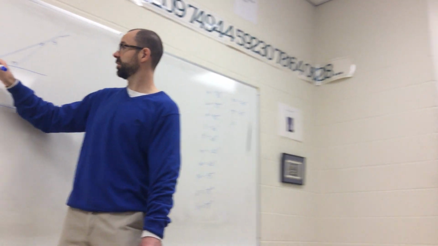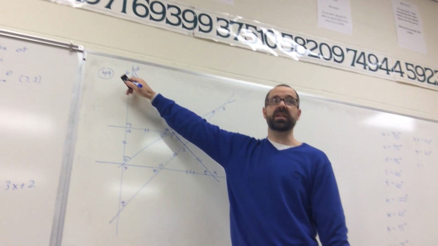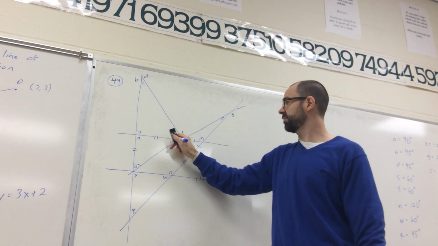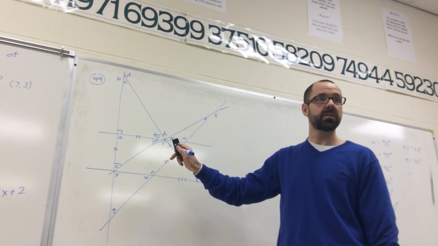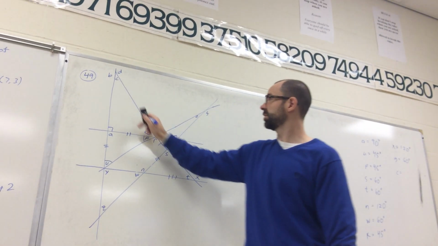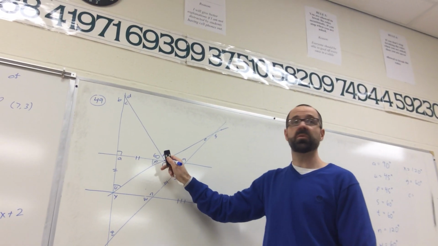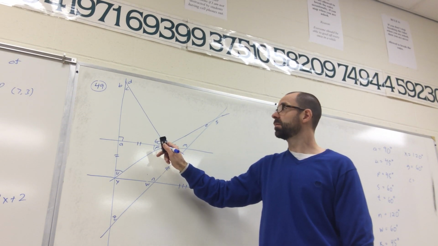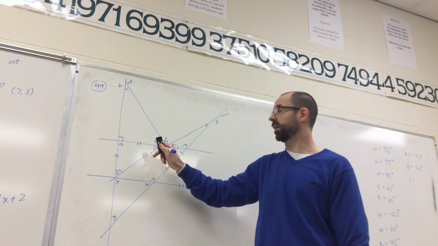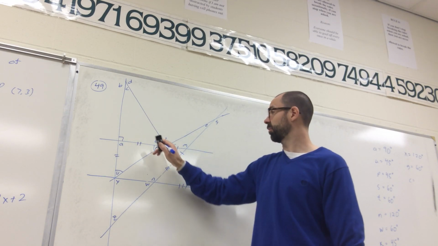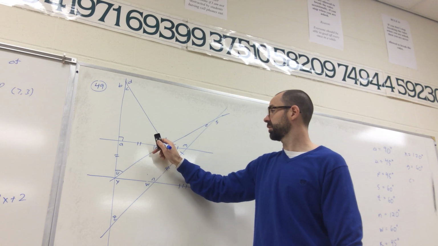And then finally, we can go up here and find C. Because we have 60 for G, this triangle has to add up to 180. So C is 30. Yep, because 90 plus 60 is 150. Subtracting from 180 is 30.